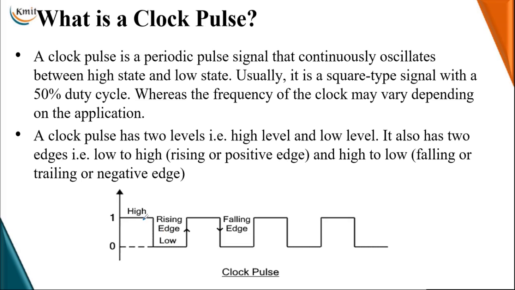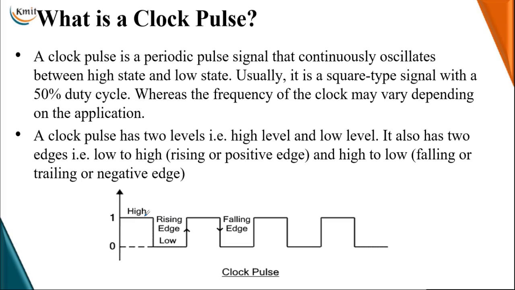So a clock signal has two voltage levels, a high voltage level as well as a low voltage level, and we also have one more parameter, which is the rising edge of the clock as well as the falling edge of the clock. The rising edge is defined as when the clock moves from low level to high level, and the falling edge is the instant where the clock moves from high level to low level.